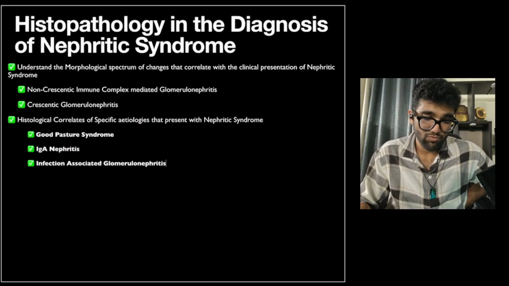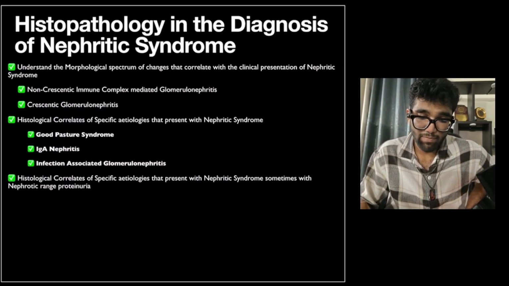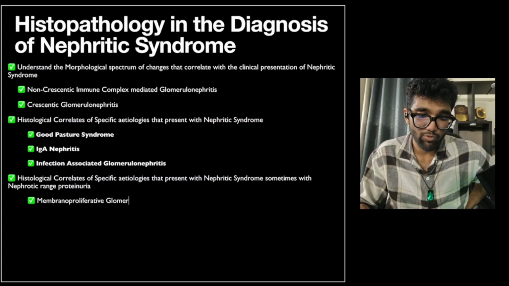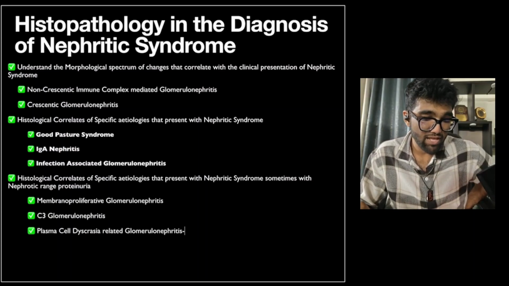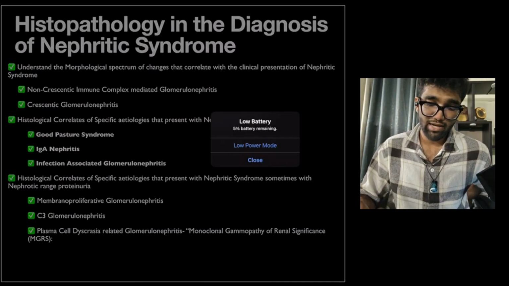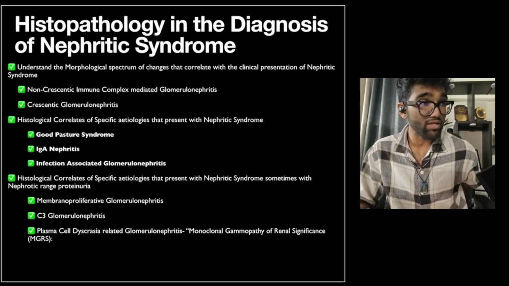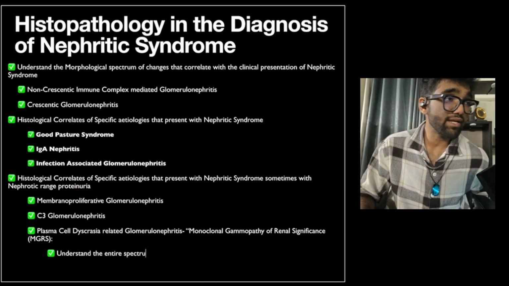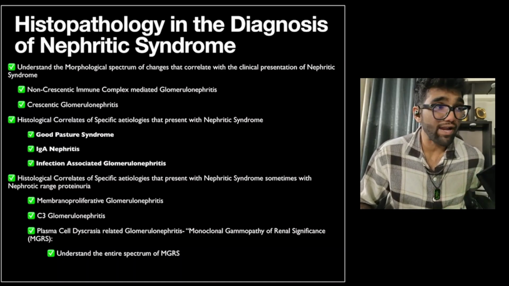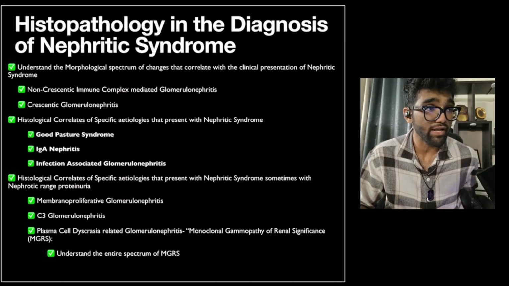And in today's discussion, we've talked about the histological correlates of specific etiologies that present with nephritic syndrome, sometimes with nephrotic range proteinuria. This included membranoproliferative glomerulonephritis, your C3 glomerulopathy, and your plasma cell dyscrasia related glomerulonephritis. I hope it is clear now what the entire spectrum of MGRS is, so that we've understood the entire spectrum and correlated it with how we define them prior to the availability of electron microscopic images.